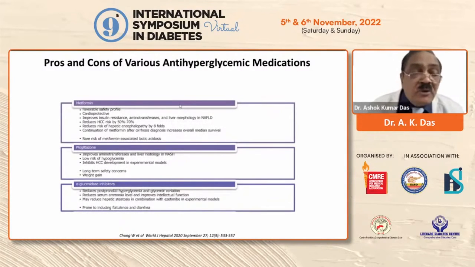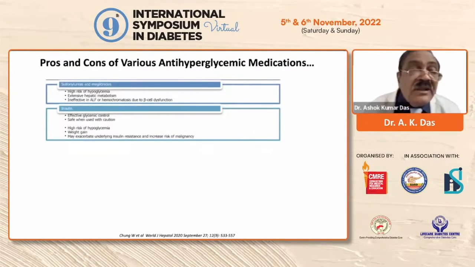three slides which show the various treatments that we have, like metformin, pioglitazone and alpha-glucosidase inhibitors. If you give metformin, I'm just giving the pros and cons. It favors safety profile, cardioprotective, improves insulin resistance, aminotransferase is improved, liver morphology is improved. Now it reduces HCC risk by 50 to 70% and reduces the risk of hepatic encephalopathy by eightfold. Pioglitazone is a wonderful drug for NAFLD. It improves the aminotransferase and liver histology, low risk of hypoglycemia, inhibits HCC development in experimental models. Alpha-glucosidase inhibitors also reduce the postprandial glucose and glycemic variation.